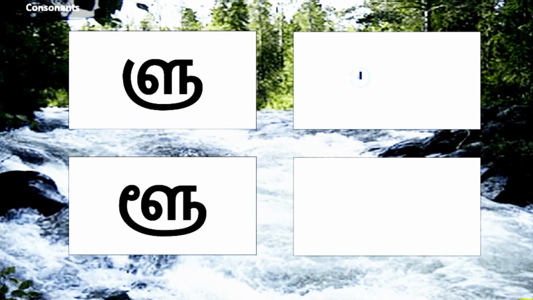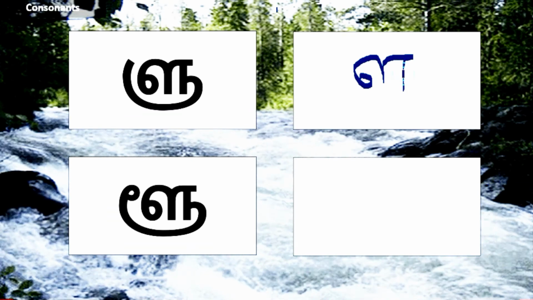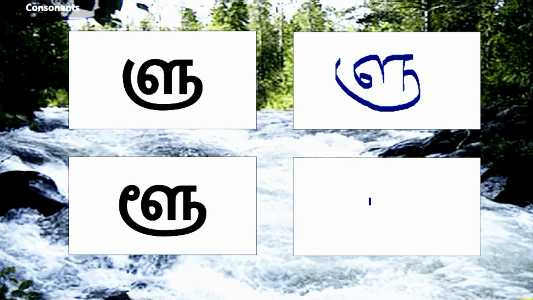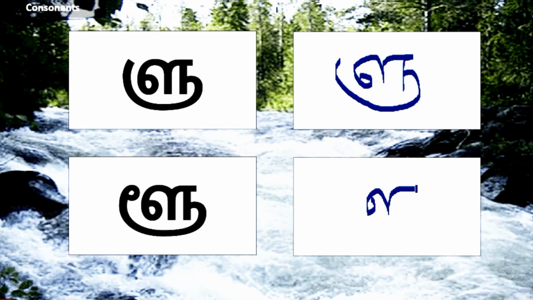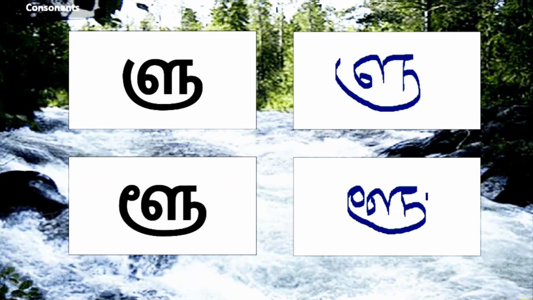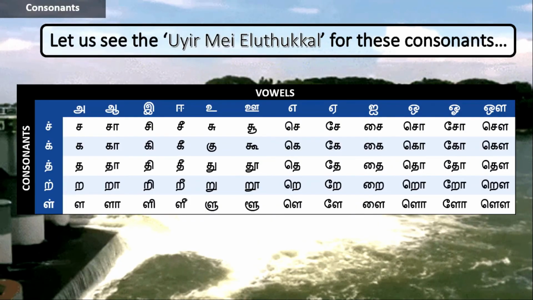For lu, first we write la. From the middle of the third vertical line, we have a circular arc moving backward and upwards. For lu, we write lu with a circular ending at the tip. This is lu. Now we have seen the 5 consonants and the உயிர்மை எழுத்துக்கள் generated by these 5 consonants and the vowels. The remaining 5 consonants will be seen in our next video.